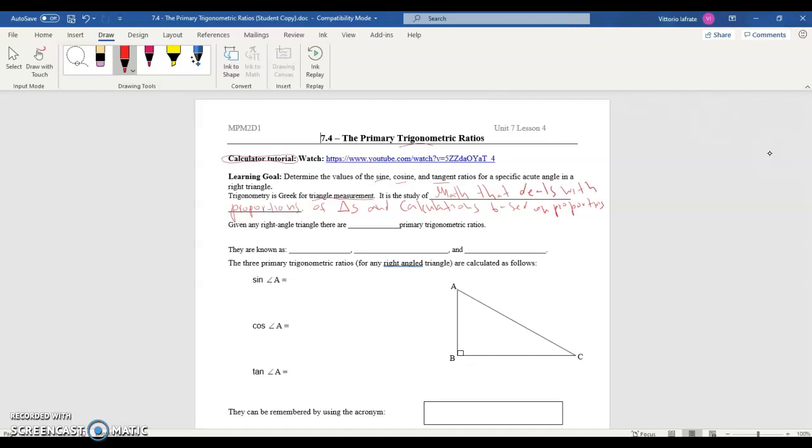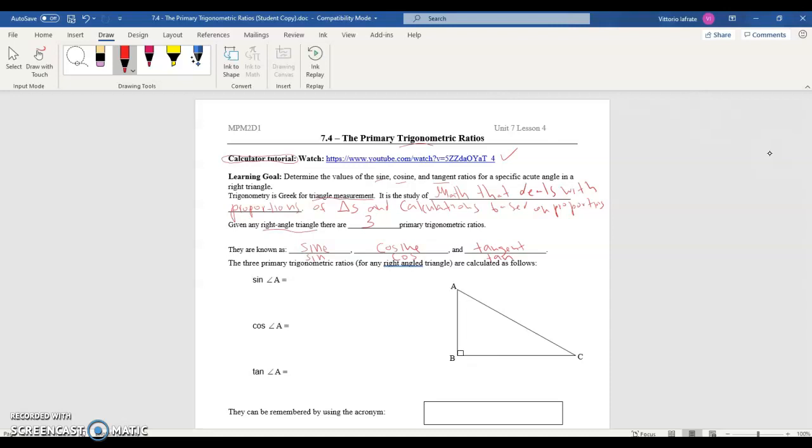So for any right angle triangle specifically, we're focusing on that here, there are three primary trig ratios. And the three primary trig ratios are sine, which we just shorten to sin, cosine, which we shorten to cos, and then tangent, which we shorten to tan. And if you go on your calculator, you're going to see those functions, sine, cos, and tan. They're usually pretty close to each other, depending on the calculator you have. So again, please watch this video to make sure you know how to use a calculator for this unit.